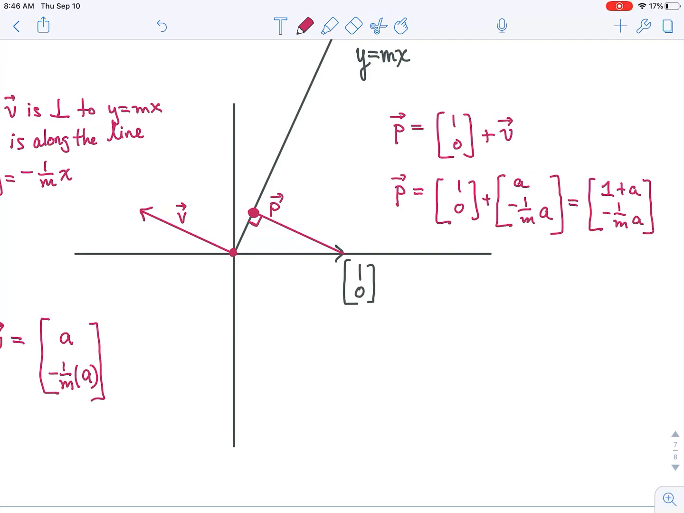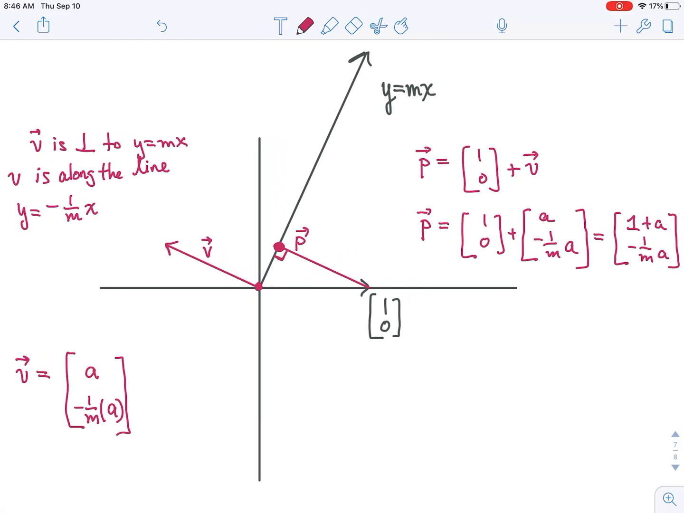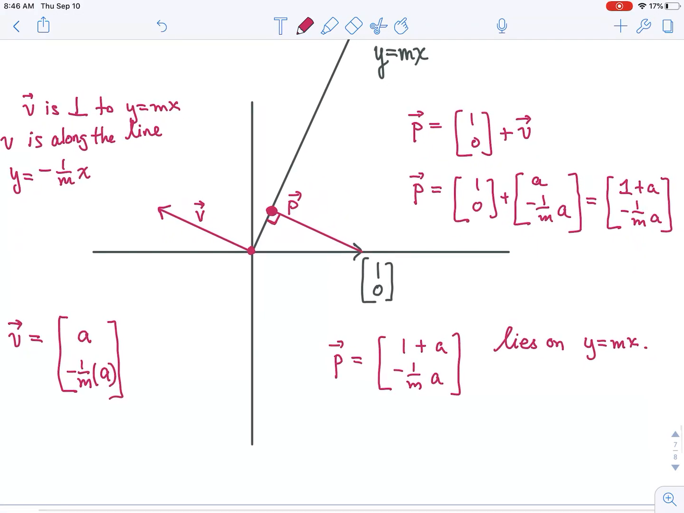Okay. And now the last thing we're going to do is notice that this point P, which we just worked out is (1 plus a, negative 1 over m times a), has to lie on the line y equals mx. Beautiful little vector geometry that we're doing here. And so that must mean that the y-coordinate has to be m times the x-coordinate. Right? So that must mean that this y-coordinate has to be m times the x-coordinate.